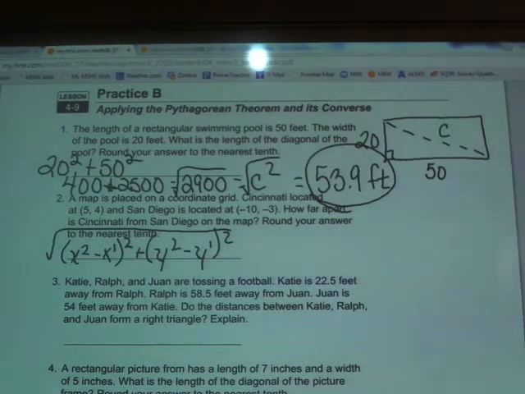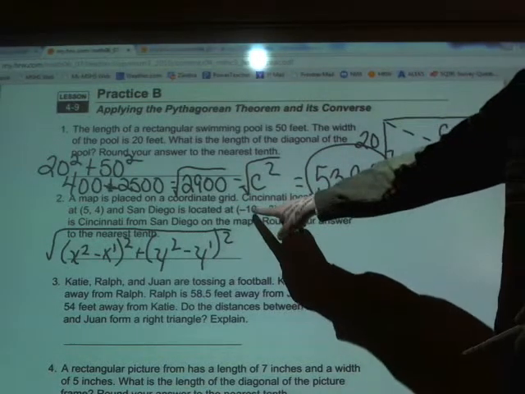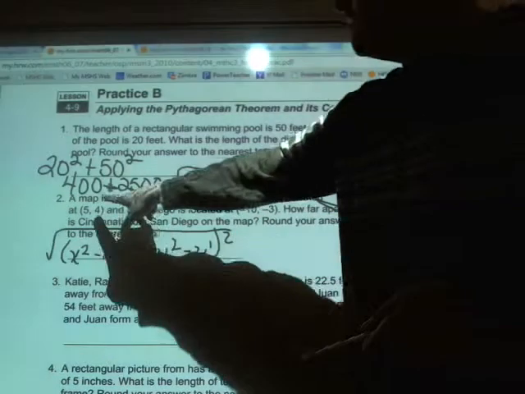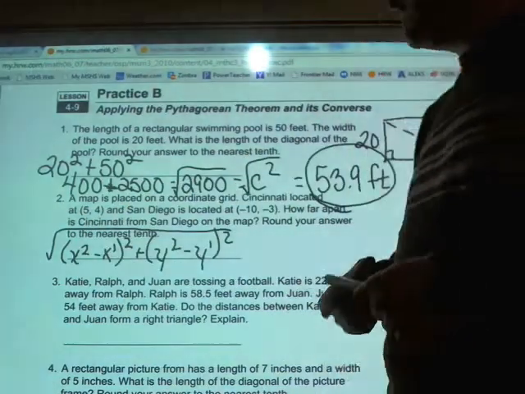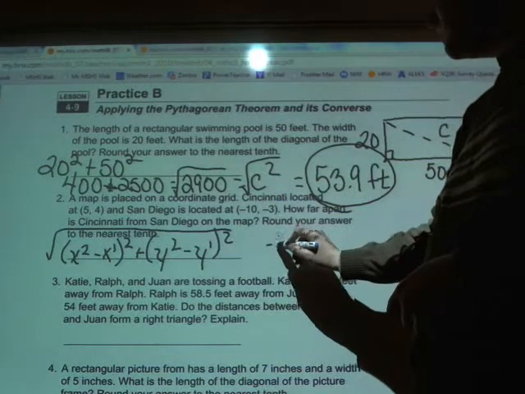Okay, so the formula says I'm going to subtract the x values. So I'm going to do -10 minus 5, which is going to change into -15, and I'm going to square it.